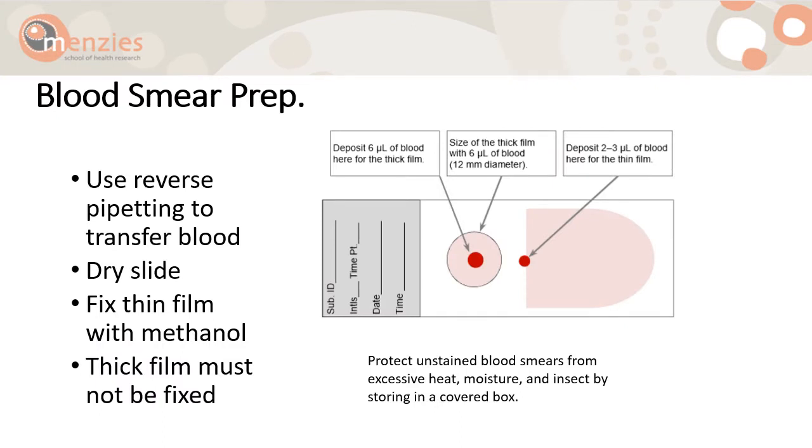For the blood smear preparation, whenever possible, use separate slides for thick and thin films. Use reverse pipetting to transfer blood. Dry the slide, fix only the thin film with methanol, and the thick film should not be fixed, and protect unstained blood smears from excessive heat, moisture, and insects by storing in a covered box.